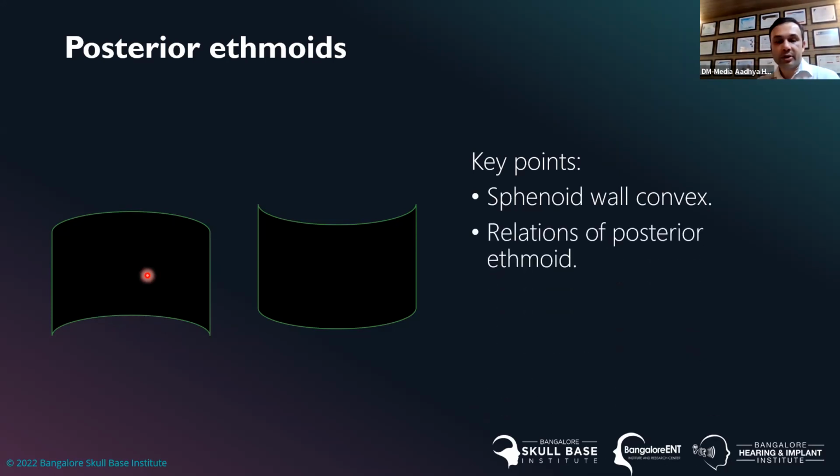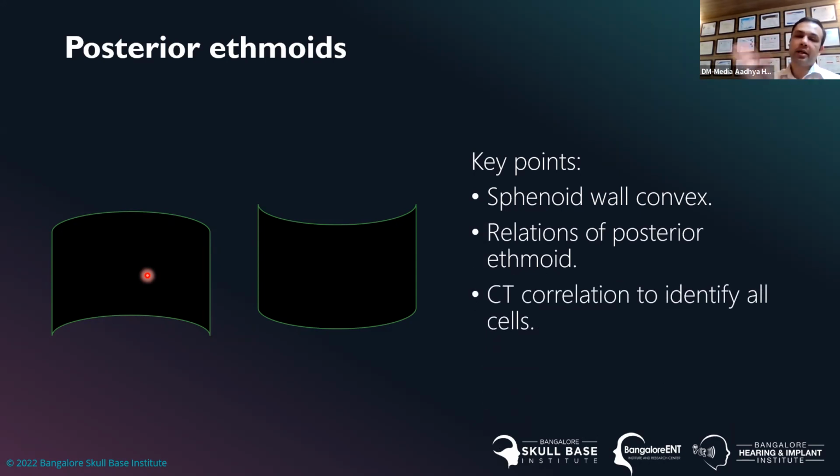And we need to look at the posterior ethmoid relations very carefully because the optic nerve and the orbit are in extremely close relation to the posterior ethmoid group of air cells in the lateral wall. So that is why superior to inferior, lateral to medial.